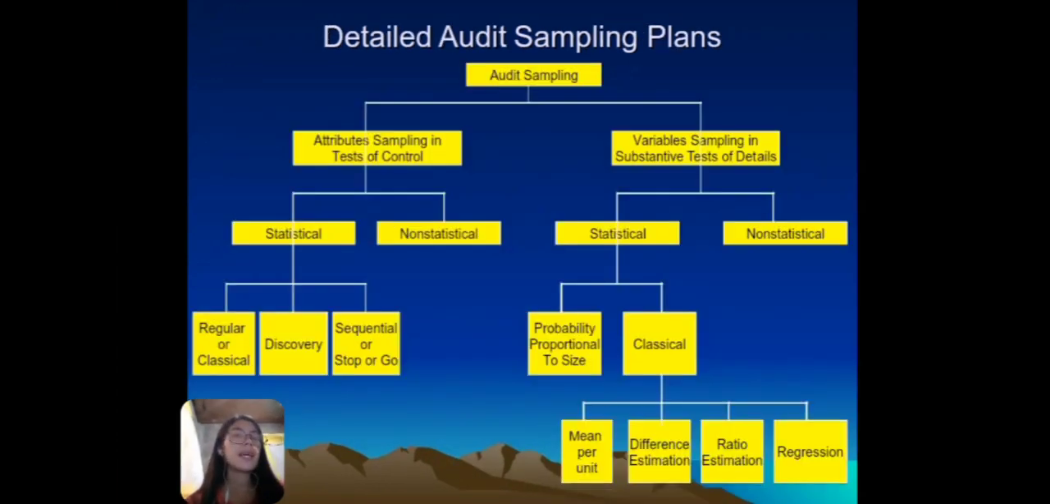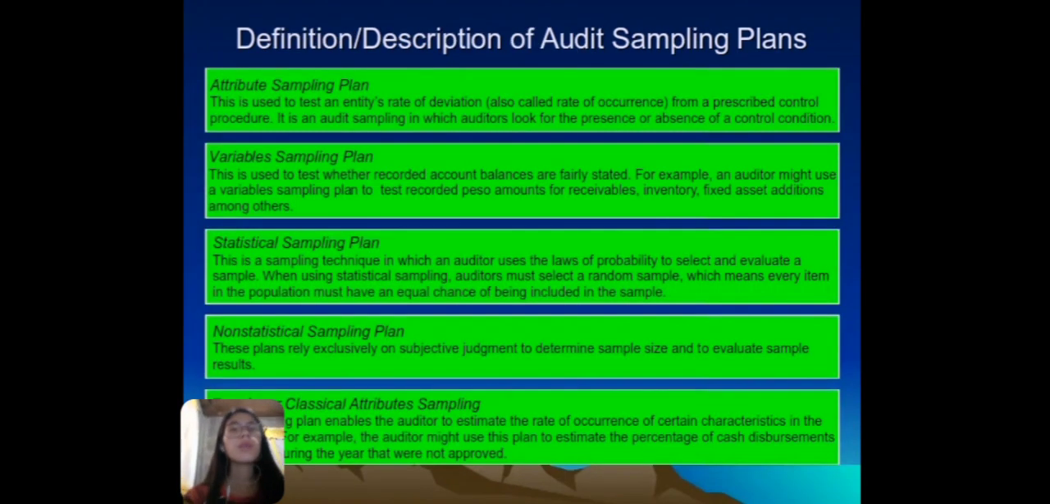This one is the detailed audit sampling plan. So, definitions and descriptions of the audit sampling plans. First, we have the attribute sampling plan. This is used to test an entity's rate of deviations, also called rate of occurrence, from a prescribed control procedure. It is an audit sampling in which auditors look for the presence or absence of a control condition.